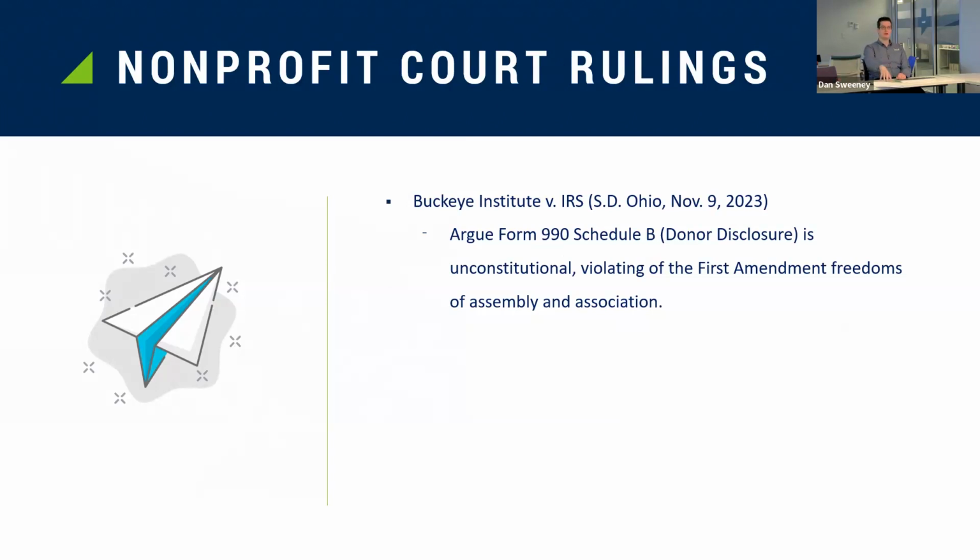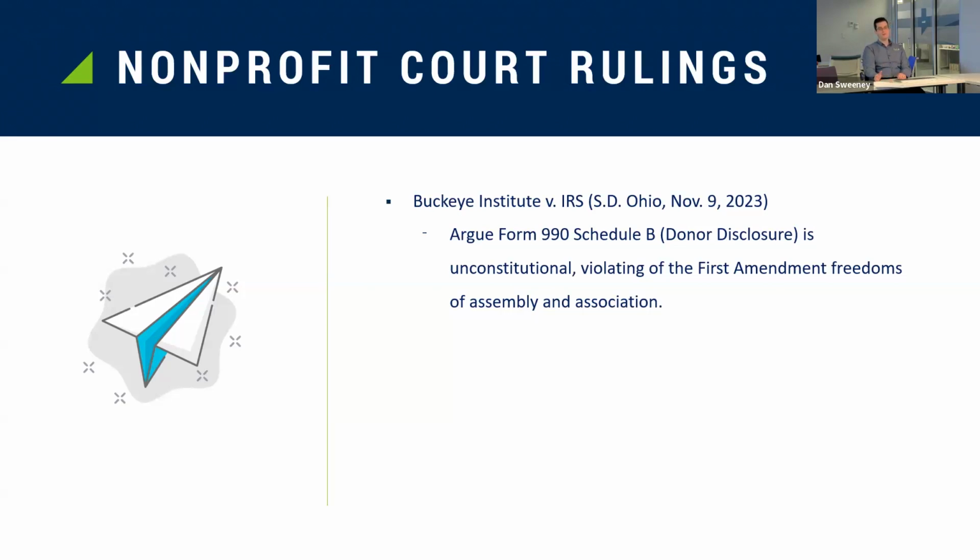It would have some pretty big implications if they came out and said, yes, Schedule B is unconstitutional, no longer need to disclose donor information. And to give a quick little bit of background on this case about what actually happened. So Buckeye Institute is a tax policy group in Ohio. They were running some projections on Medicaid expansion. They got audited by the IRS, their 990.